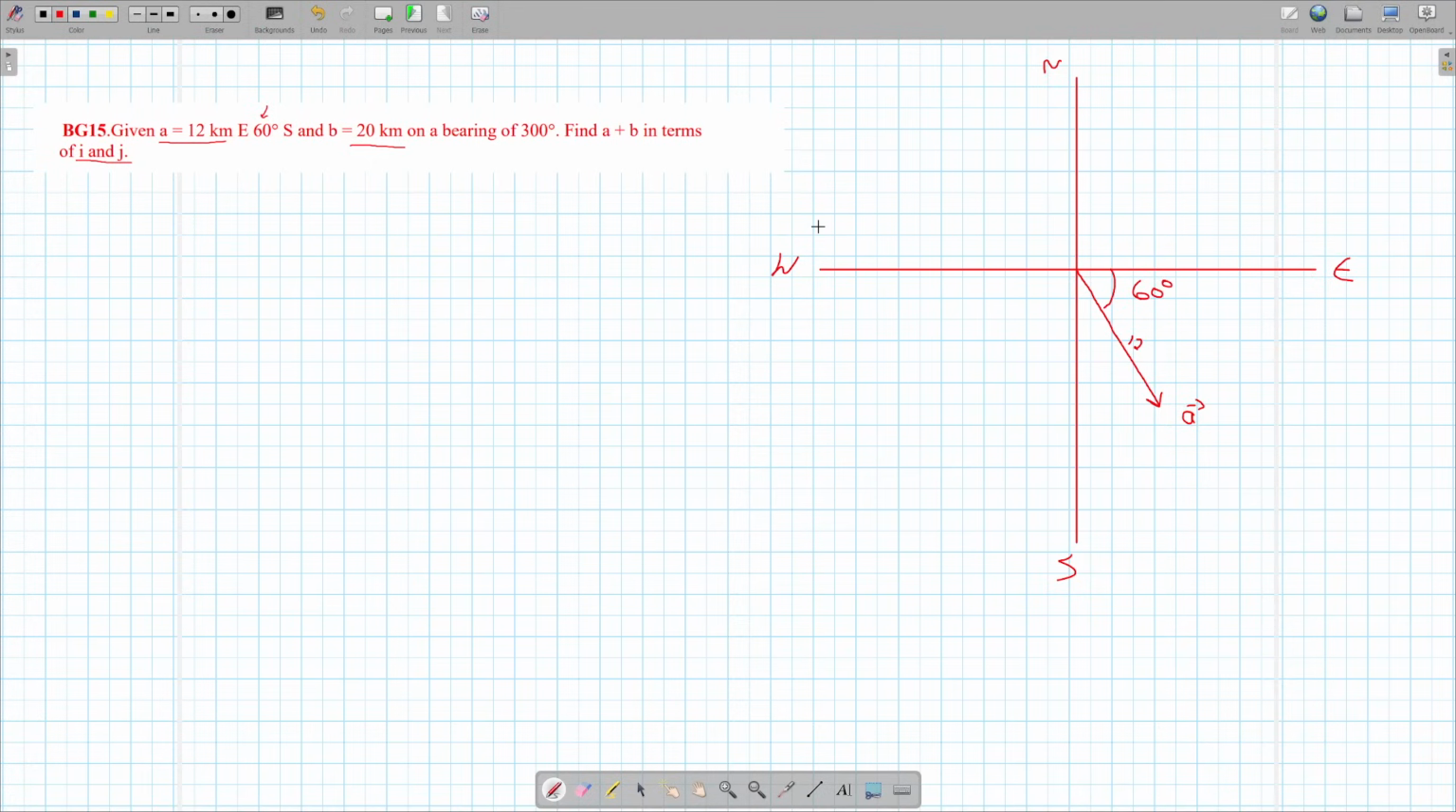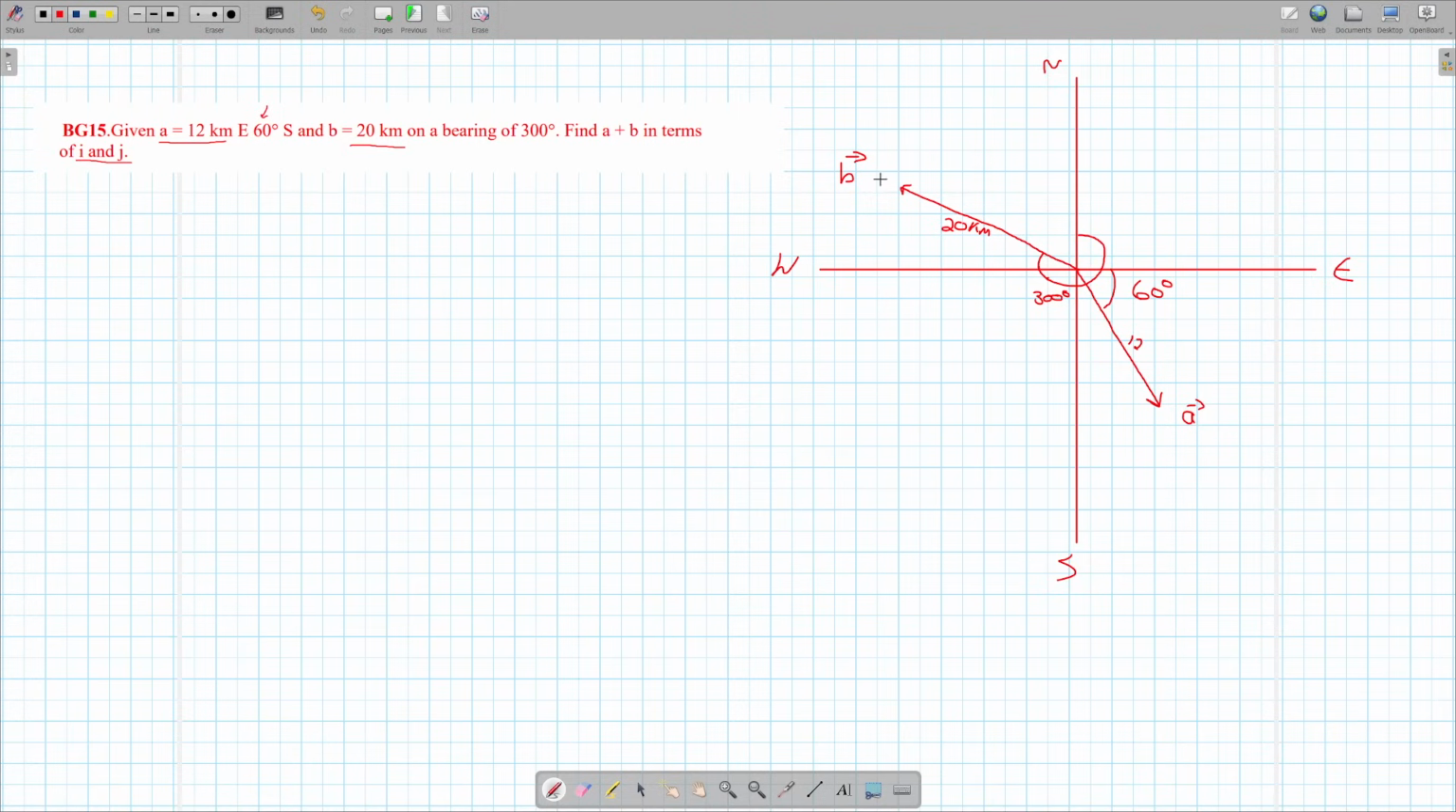Okay. B is 20 kilometers and it's a bearing of 300. Remember, here they didn't really say anything. They just said bearing of 300. So you go 300. This is 90, 180, 270. So it's going to be somewhere here. This is about 30 degrees. So this over here is 300 degrees as a bearing. And this is B. We know this is 20 kilometers. Find A plus B in terms of i and j.